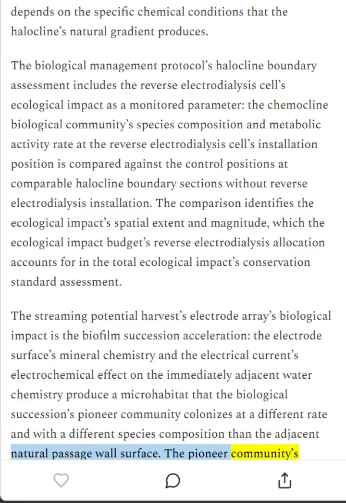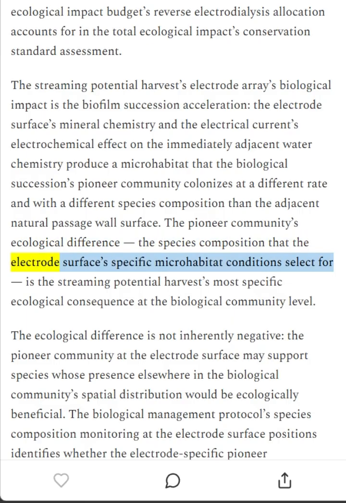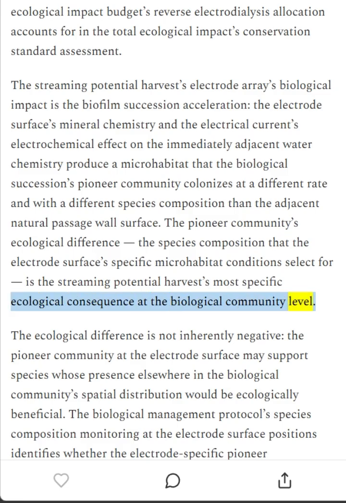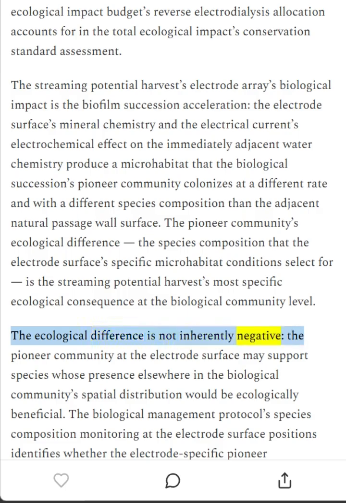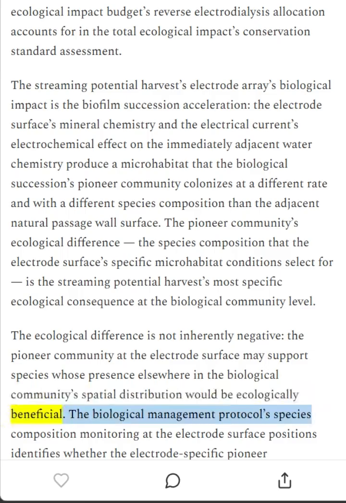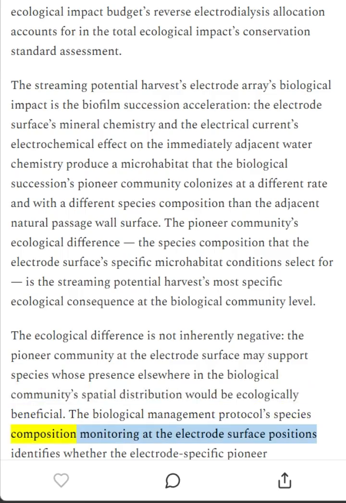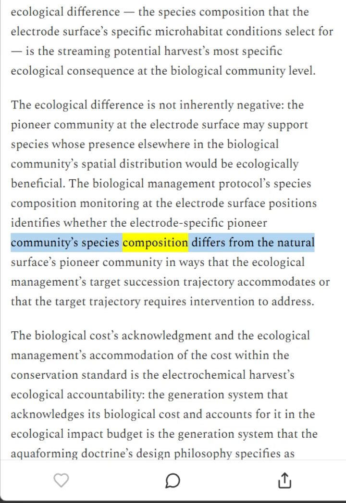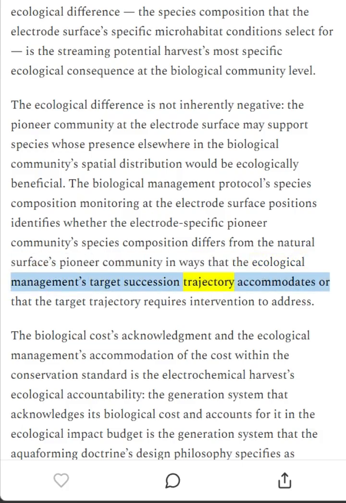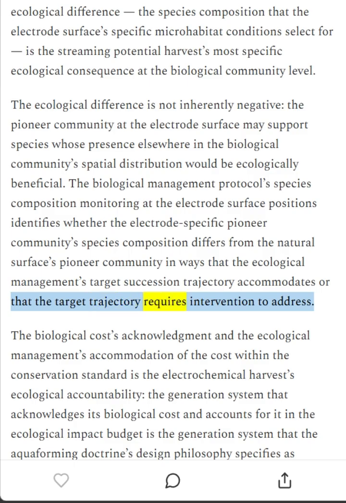The pioneer community's ecological difference, the species composition that the electrode surface's specific microhabitat conditions select for, is the streaming potential harvest's most specific ecological consequence at the biological community level. The ecological difference is not inherently negative. The pioneer community at the electrode surface may support species whose presence elsewhere in the biological community's spatial distribution would be ecologically beneficial. The Biological Management Protocol's species composition monitoring at the electrode surface positions identifies whether the electrode-specific pioneer community's species composition differs from the natural surface's pioneer community in ways that the ecological management's target succession trajectory accommodates or that the target trajectory requires intervention to address.